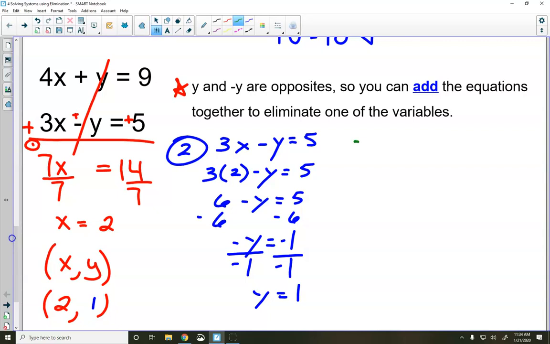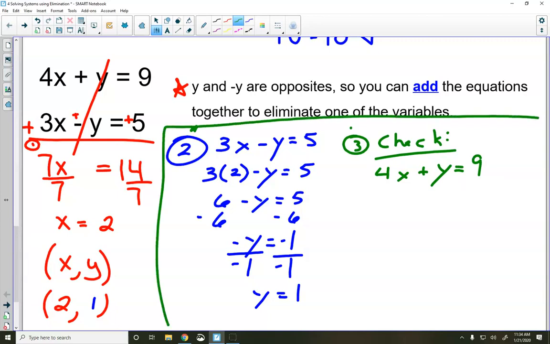Now for part 3, we're going to do our check. Again, it doesn't matter which equation you used in part 2. It matters for part 3. You have to use the opposite one. So this time we have to use the top equation of 4x plus y equals 9. Like I said, steps 2 and 3 are really the same thing you have been doing with substitution. Only part 1 is different. So 4 times 2, we substitute 2 in for x, plus 1, we substitute that in for y, equals 9. 4 times 2 is 8, plus 1 is 9, and of course, 9 equals 9.